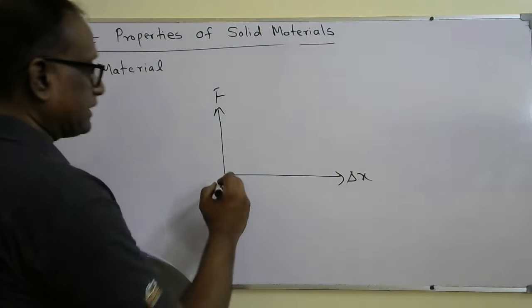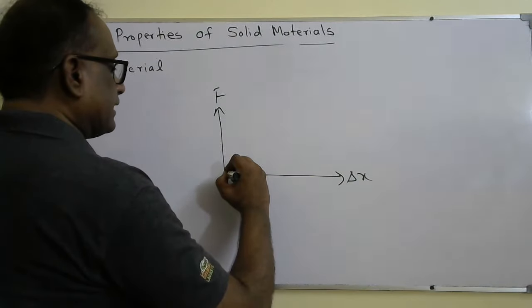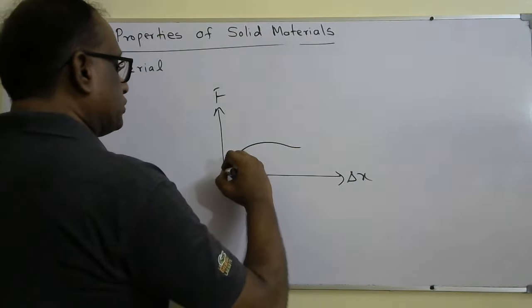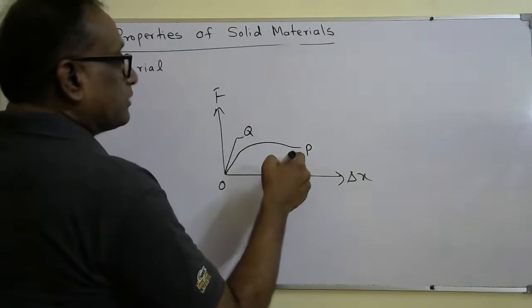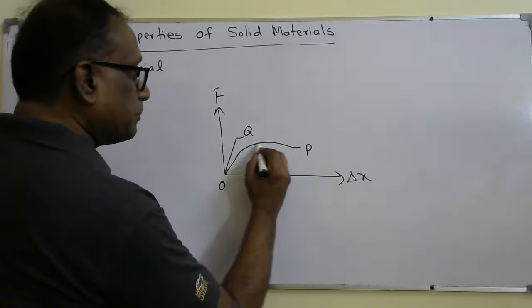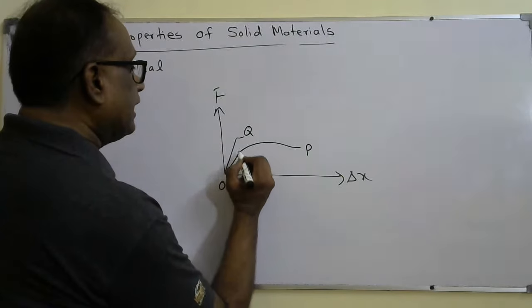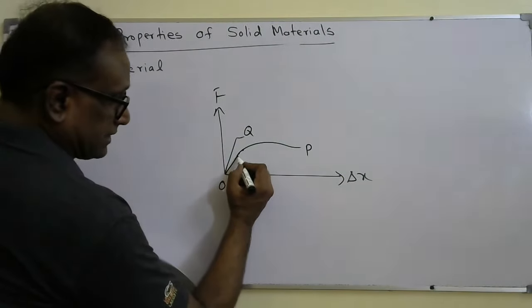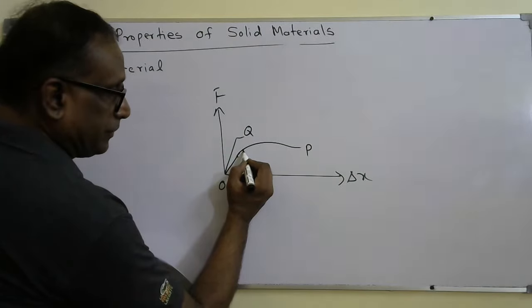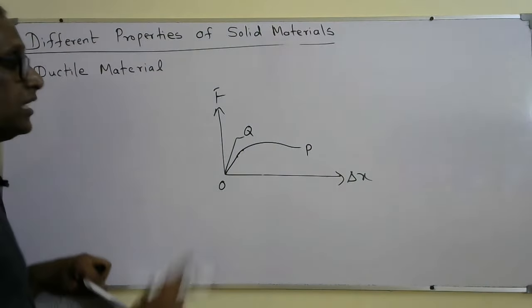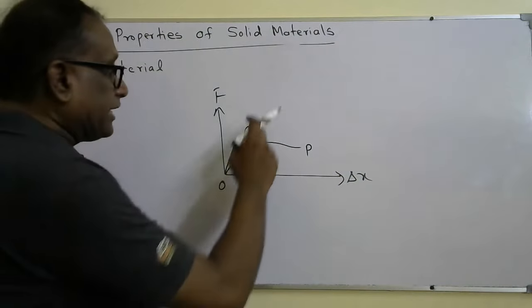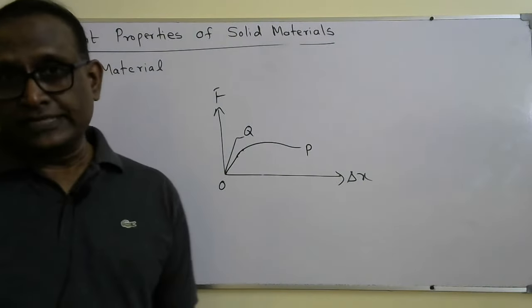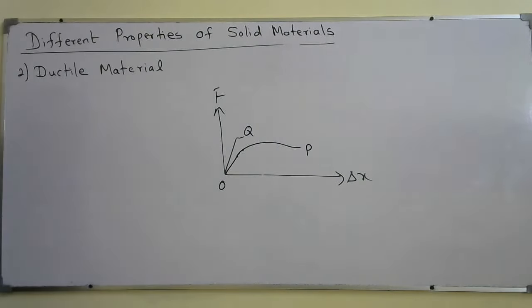Say one material shows a deformation like this, the other material shows like this. So this is material P, this is Q. The material P is showing larger plastic deformation. You know, this is the limit of proportionality, slightly before the elastic limit. You know that the straight line portion is ending here. This is the elastic limit. Beyond the elastic limit, there is a larger plastic deformation. So P is a better ductile material than Q because it's showing larger plastic deformation under tensile force. A good example for ductile material is copper.